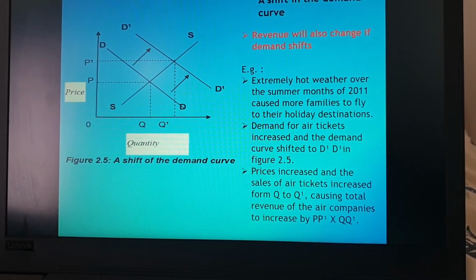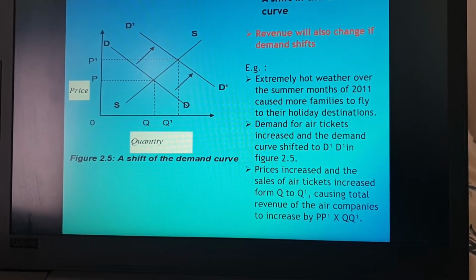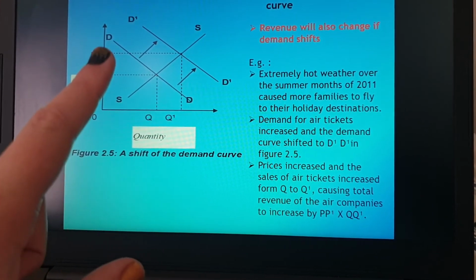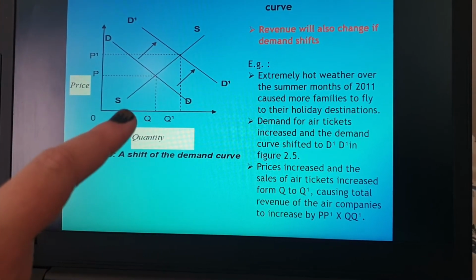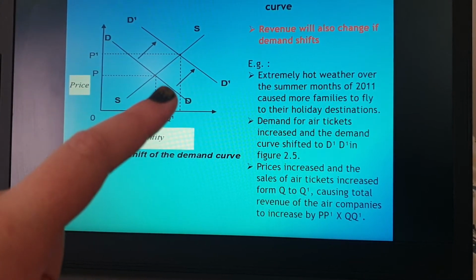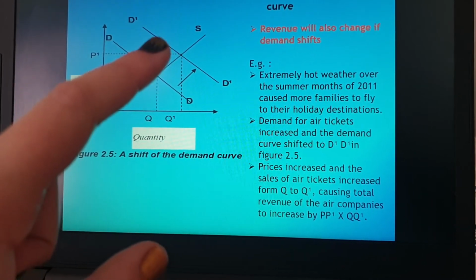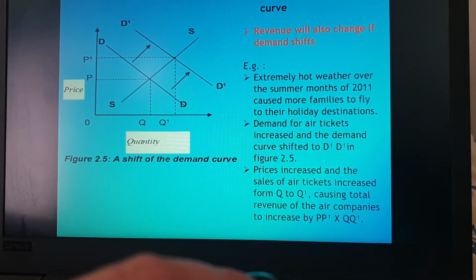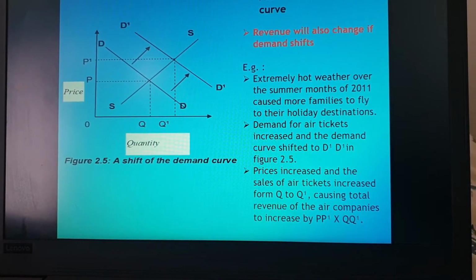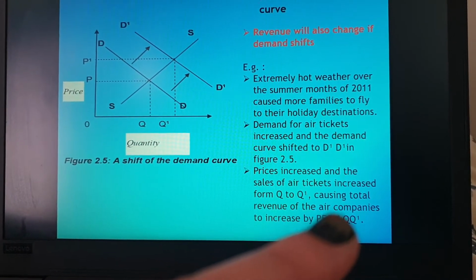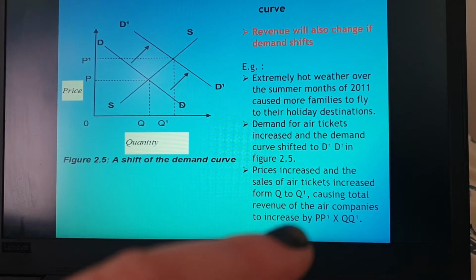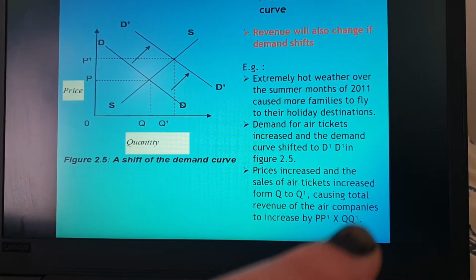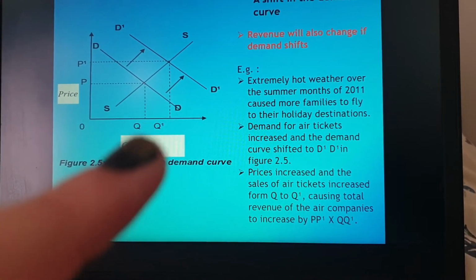Demand for air tickets increased and the demand curve shifted from DD, there's my original demand curve, DD, here's my original supply curve, SS, so it shifted from DD to D1 because there was now an increase in demand for airline tickets. Price increases and sales of air tickets increase from Q to Q1, causing total revenue of the air companies to increase by PP1 times QQ1.